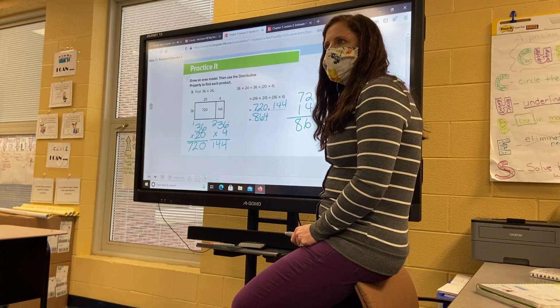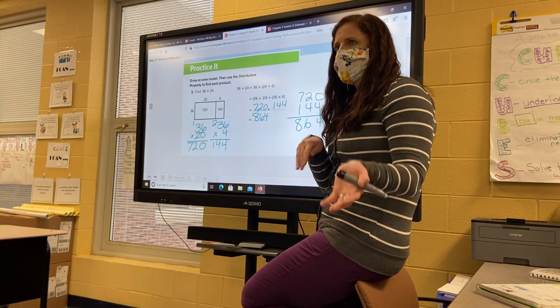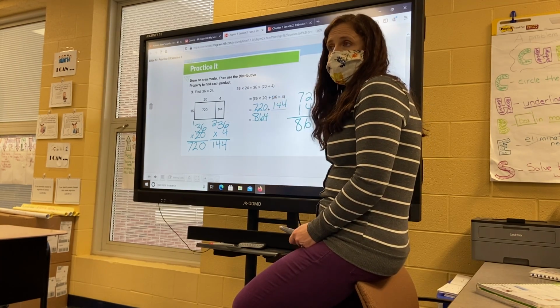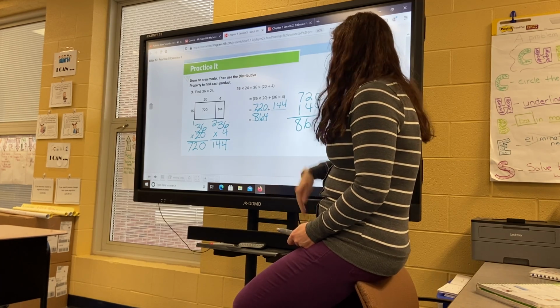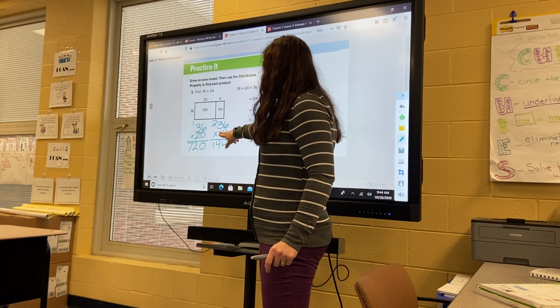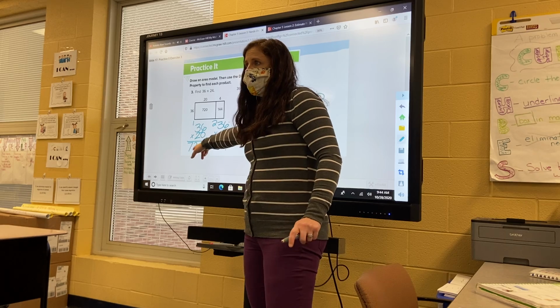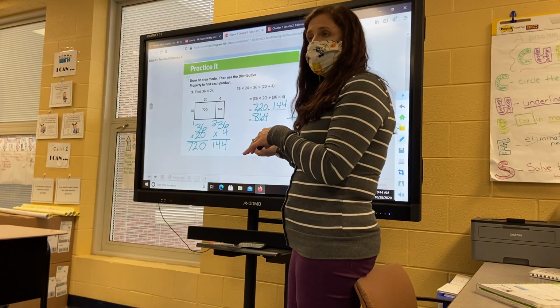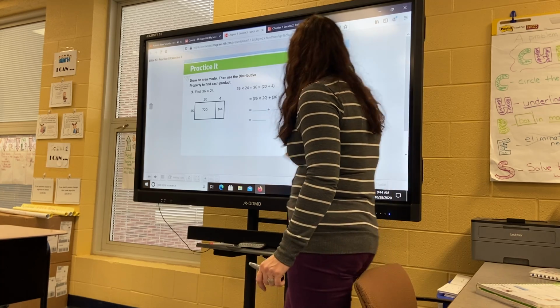Does that make sense to everyone? So we're taking what we've learned in the last chapter and the first couple lessons, and we're using it. Because we learned about the distributive property, we learned about 2-digit times 1-digit last chapter, and then we learned in the first lesson how to multiply by 10. So we're taking everything that we've learned so far and we're using it. Okay?